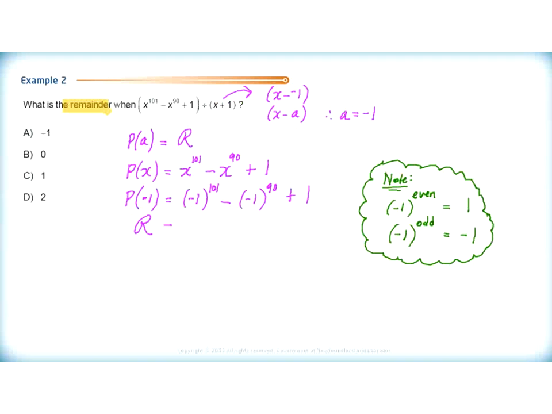So the remainder is going to equal a negative 1 raised to an odd power, which equals a negative 1, minus a negative 1 raised to an even power, which is a positive 1, plus 1. So your remainder in this case, negative 1 minus 1 is a negative 2. Negative 2 plus 1 is a negative 1. Your remainder in this case is equal to A, negative 1. So that's an example that forces us to use the remainder theorem.